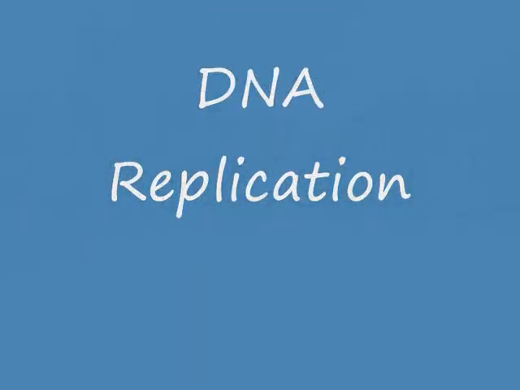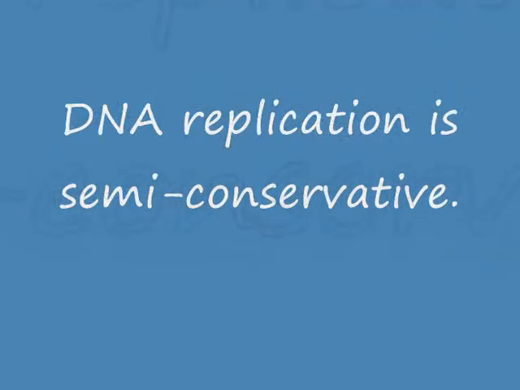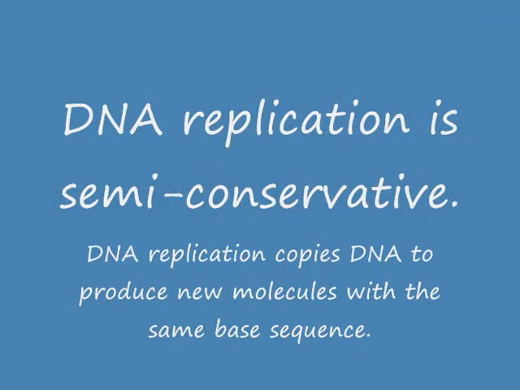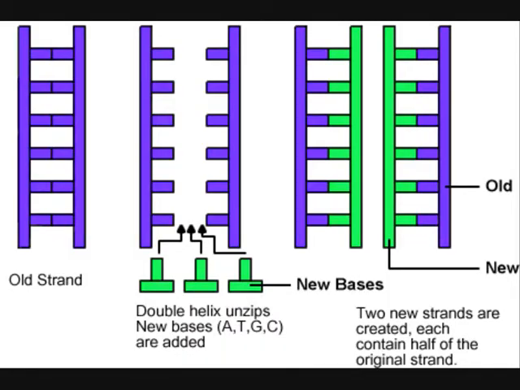Interesting, right? Well, now you're going to learn about replication. DNA replication is semi-conservative. DNA replication copies DNA to produce new molecules with the same base sequence. It is semi-conservative because each new molecule formed by replication uses one new strand and one old strand, which is conserved from the parent DNA molecule, as shown in the diagram.